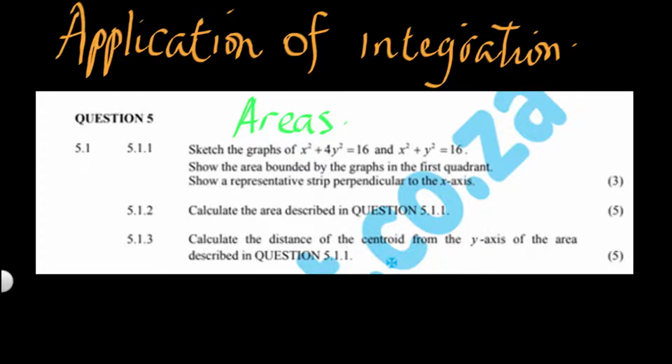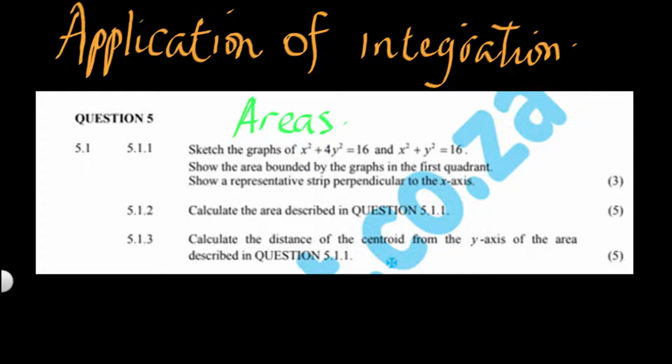If you listen to this question, it is actually giving you guidance on how you find the area bounded by graphs and the reference axis. I have explained in a previous video the process that you should follow, and this question is a leading question because it is telling you that the first thing you need to do is to sketch the graph, show the area that they're talking of in the first quadrant, and show a representative strip that is perpendicular to the x-axis. So you don't have a choice here. They want a strip that is vertical. That is what they want. And after that, you can now calculate the area that they described in question 5.1.1.